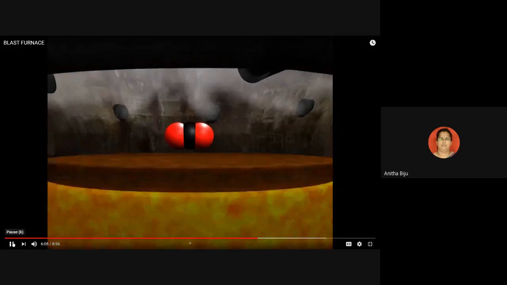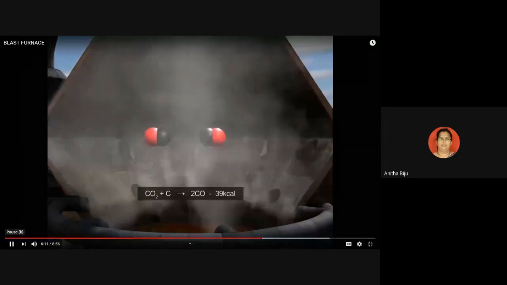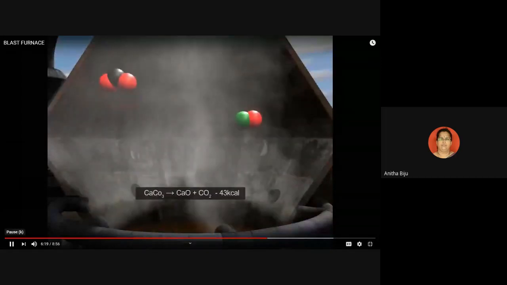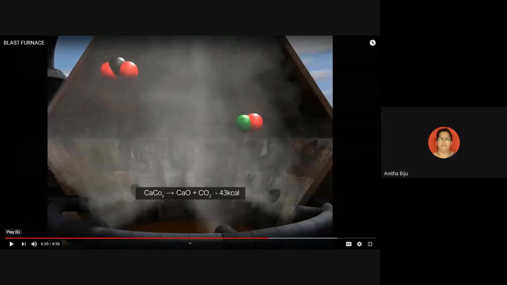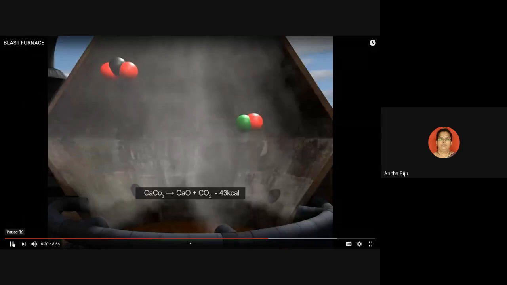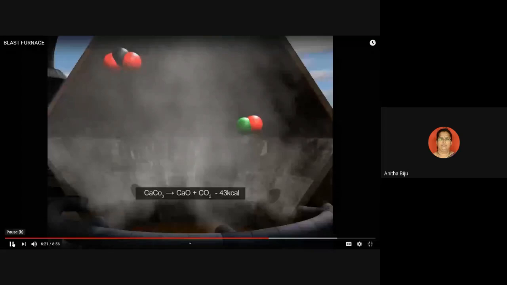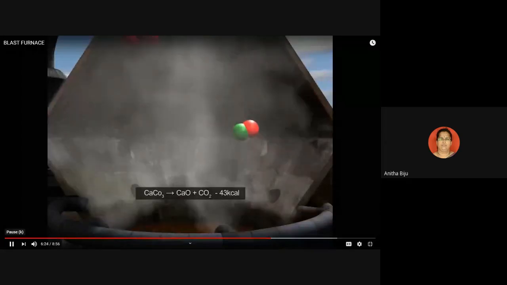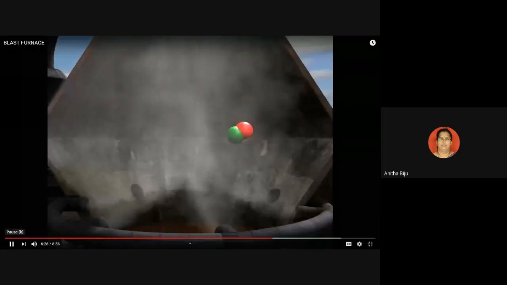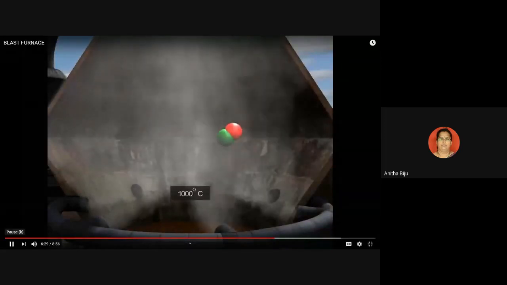The carbon dioxide rises and reacts with the unburnt coke to form carbon monoxide. At the same time, the heat causes the limestone present in the charge to decompose and form quicklime and carbon dioxide. So, one more reaction takes place simultaneously. Limestone undergoes thermal decomposition, forming calcium oxide and carbon dioxide. CaCO3 decomposes to calcium oxide and carbon dioxide. The formation of carbon monoxide and the decomposition of limestone are endothermic reactions. Owing to this, the temperature of this region falls to about 1000 degrees Celsius.